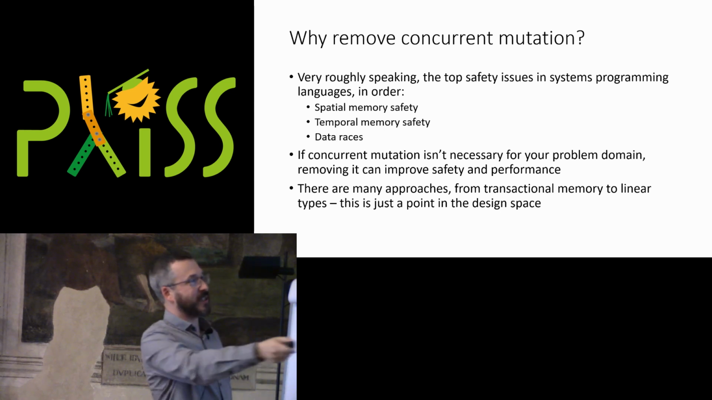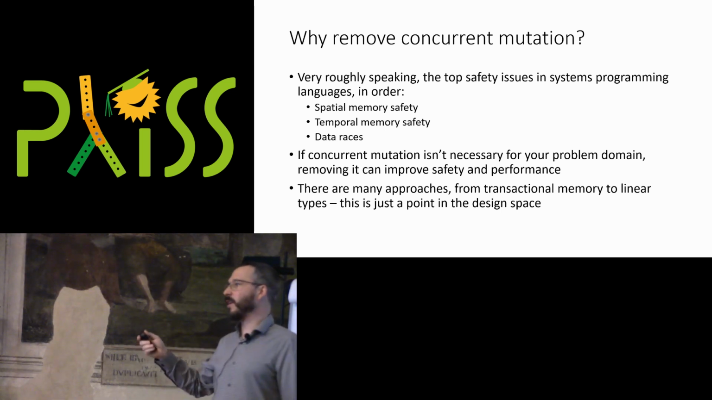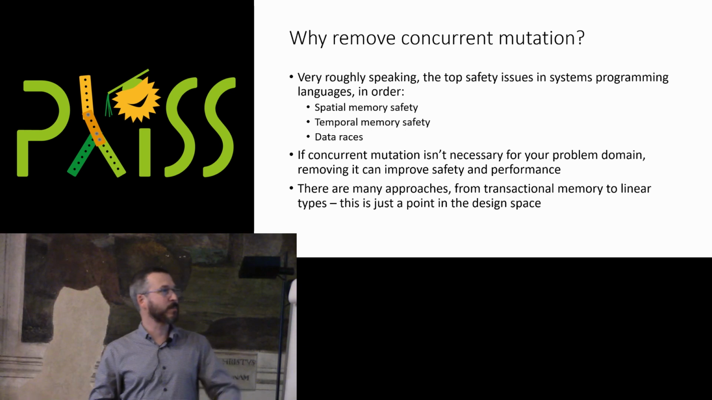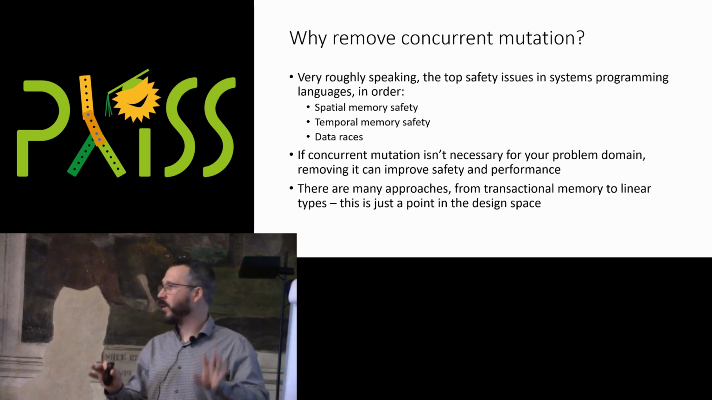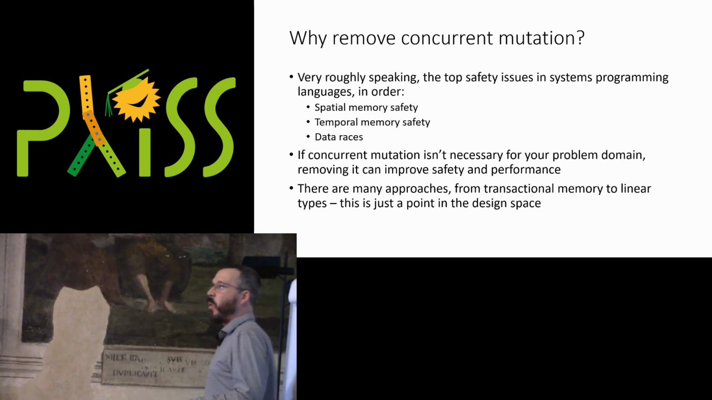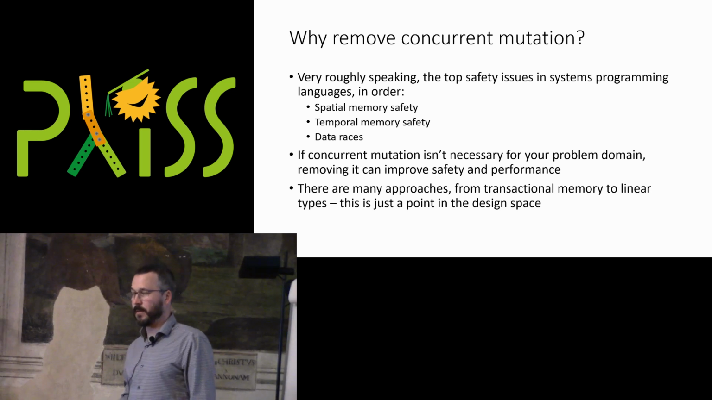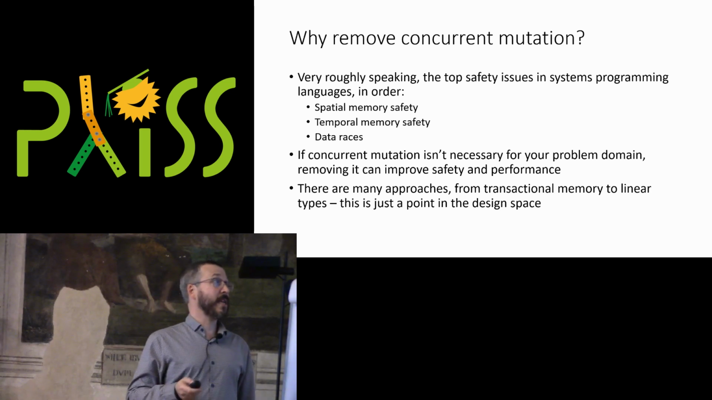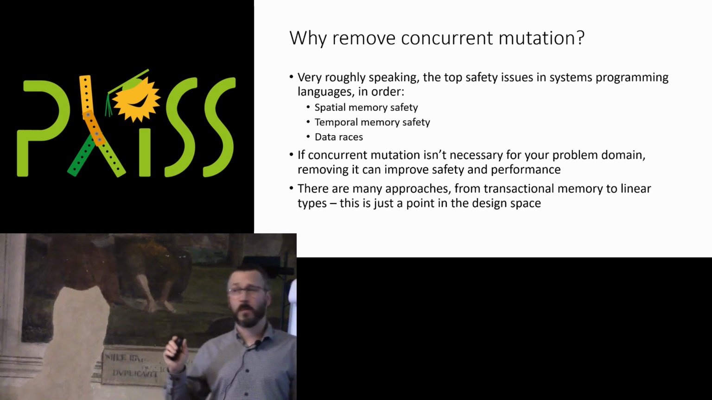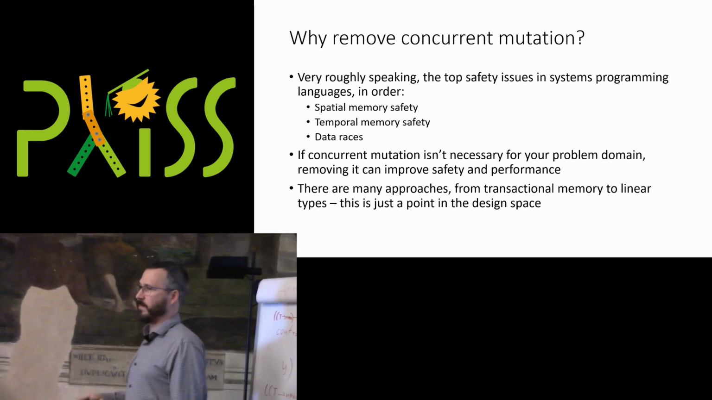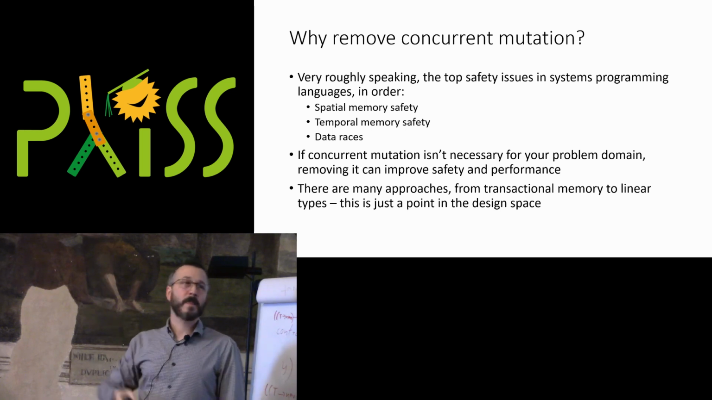There are many approaches to this, right? So why would you get rid of concurrent mutation? There are other things you can do. You can do transactional memory, you can do linear types. This is just a point in the design space. This is about why would you want to go down this route in the first place? But let's say you don't want to do that. So spatial and temporal memory safety are really easy to talk about, why, it's pretty easy to say you don't want to do that, other than memory allocator people.